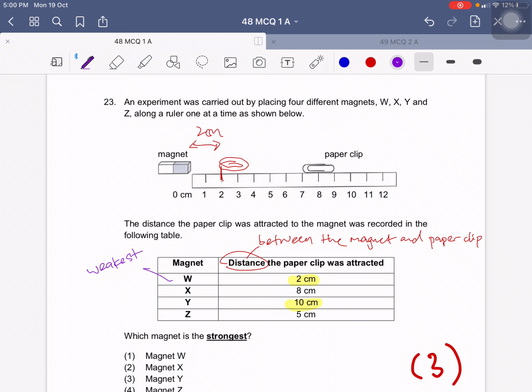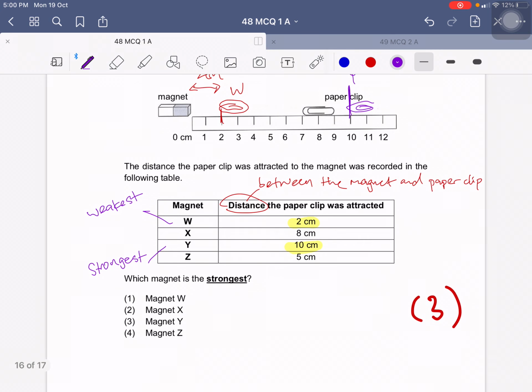Okay, and for Y it's at 10. So this is for Y, 10 cm. So Y will be the strongest. So answer will be 3.